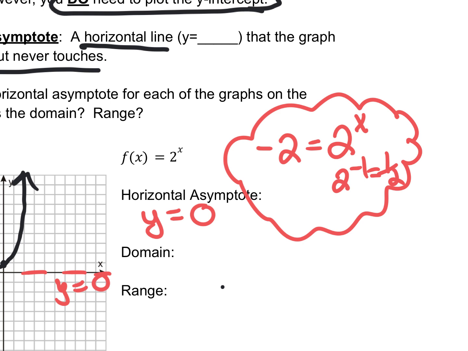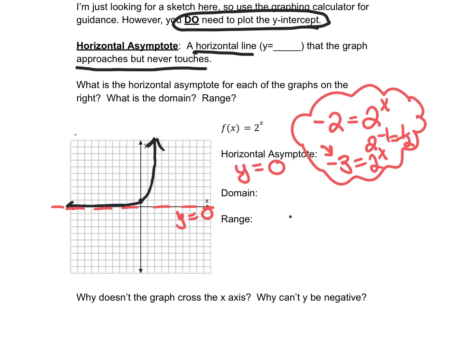There's no possible way, even if we had -3 equals 2 to the x, there's not a possible way to take a positive number like 2 to a power and end up with a negative number. So that y value could never actually be less than 0. So that's what our asymptote is actually showing us in the graph.